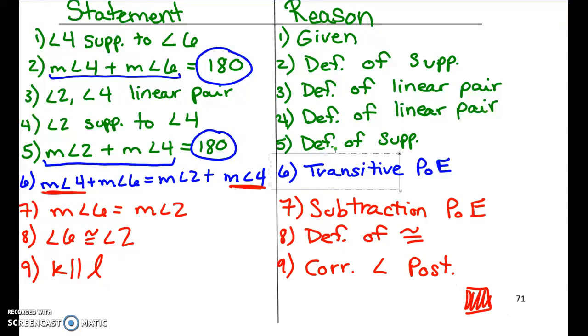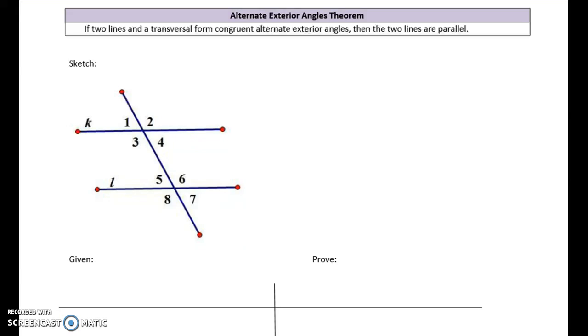Huzzah. Let's look at the next one. So in this proof, we're going to prove the alternate exterior angles theorem. If two lines and a transversal form congruent alternate exterior angles, then the two lines are parallel. So my then statement, the prove statement, is that the lines are parallel, K parallel to L.